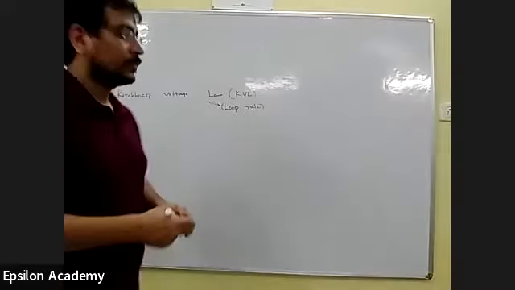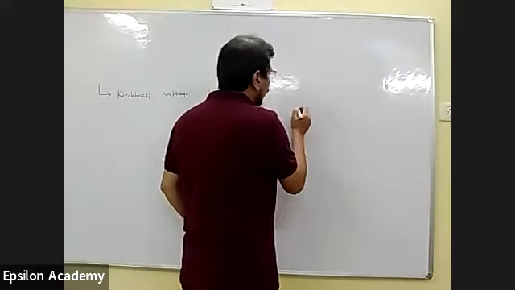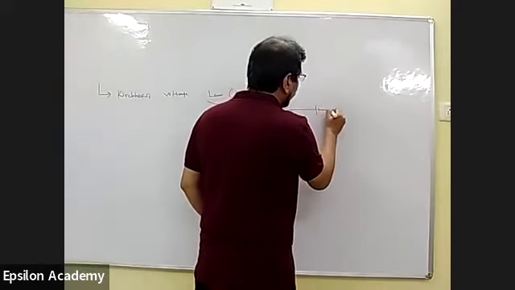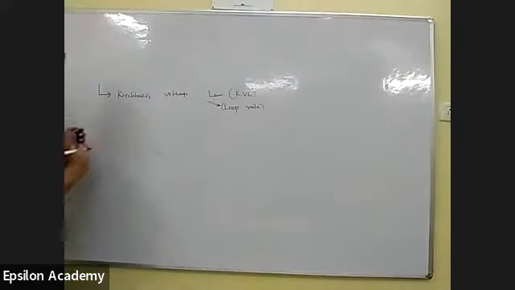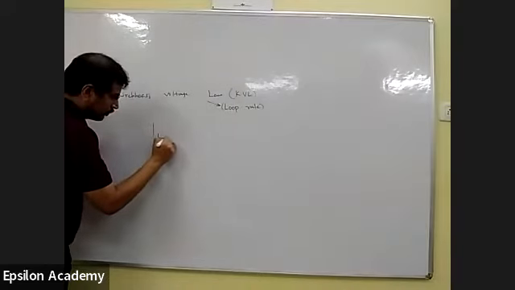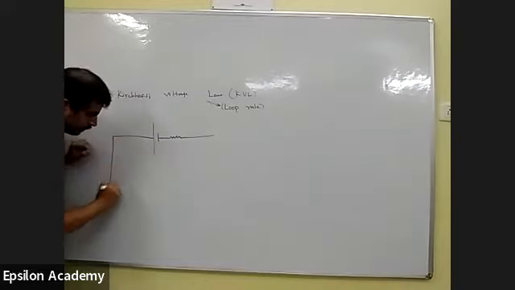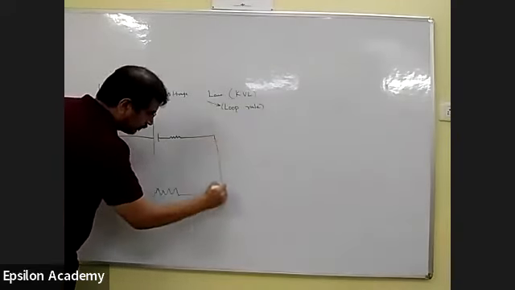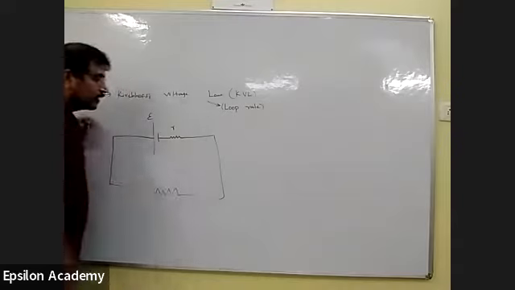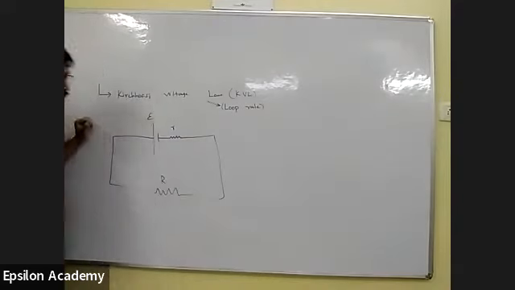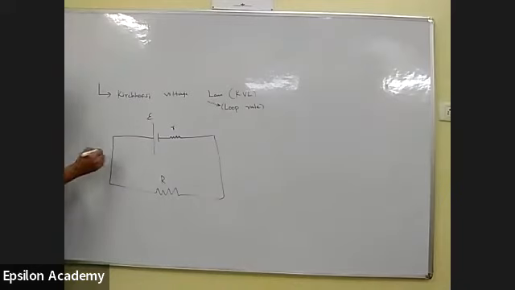Let me explain this statement. So what I am trying to say is, let me take a simple example. This is a cell of EMF E. And let me call this the internal resistance r, and let me call this the external resistance R. Now I am giving you a task: find out the value of current that is going through the circuit. How do you find the value of current that is going through the circuit?